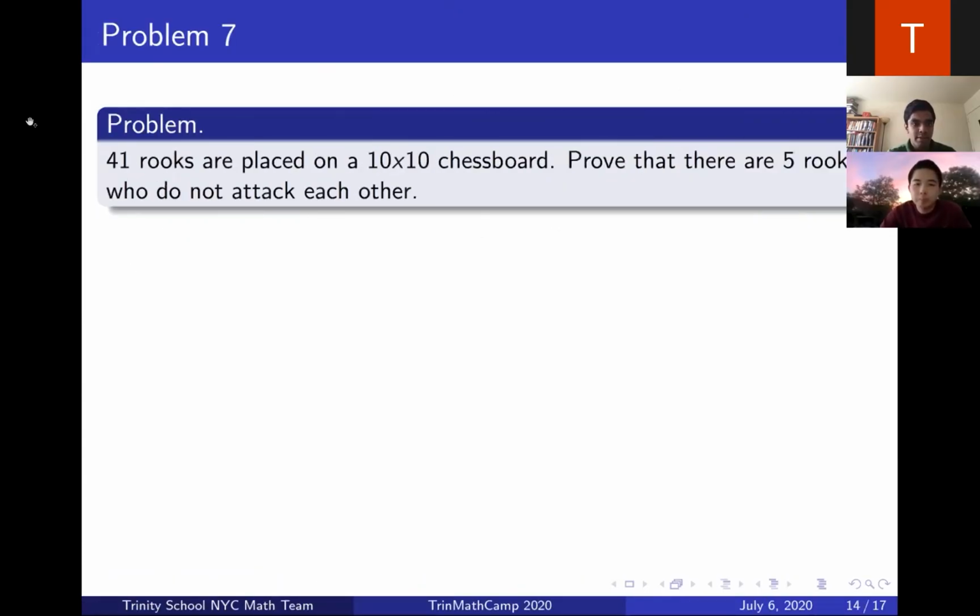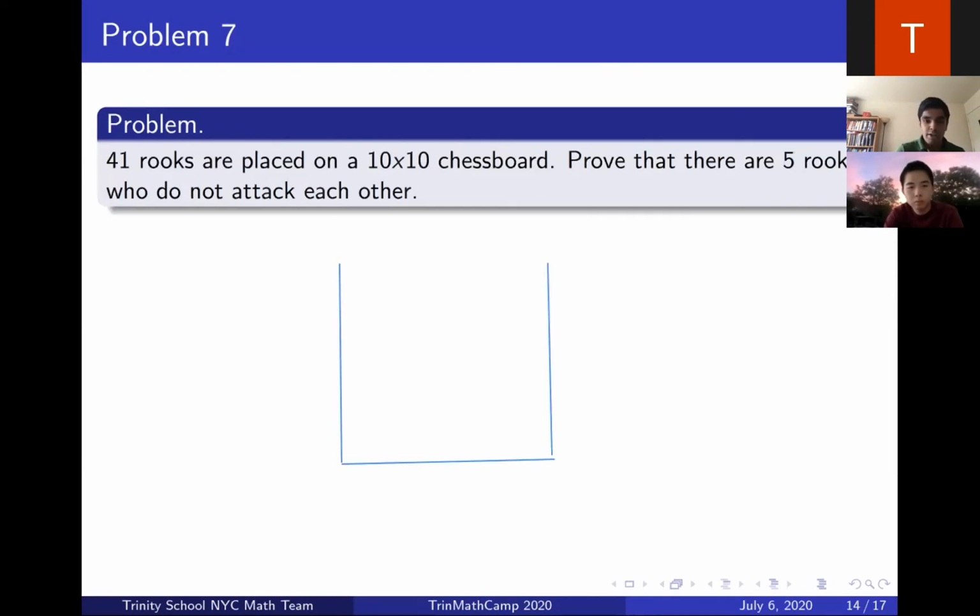So problem 7 says 41 rooks are placed on a 10 by 10 chessboard. Prove that there are 5 rooks that do not attack each other. So for those of you who don't play chess, I thought I would explain this a little bit. Essentially, when we have a 10 by 10 chessboard, we have a 10 by 10 grid with 100 squares in it, and we place a piece in each of these squares.